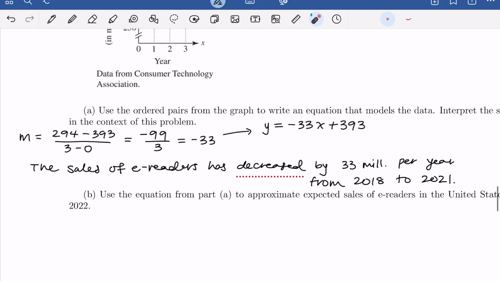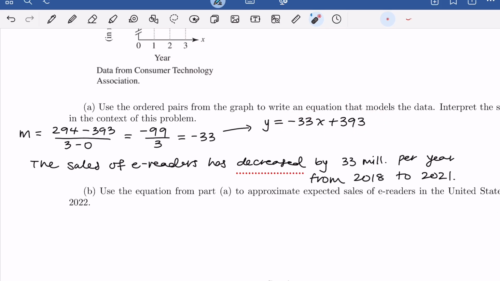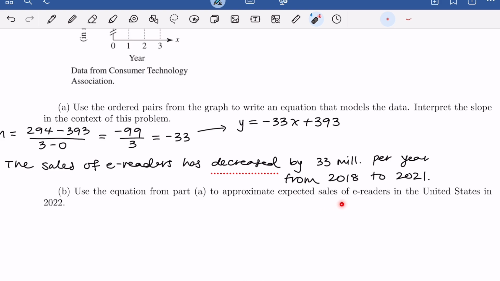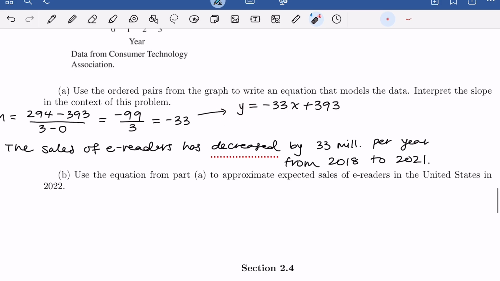All right, now for part B, we want to use this equation that we found in part A to approximate the expected sales of e-readers in the United States in 2022. So we can approximate this using this equation here. All we need to do is plug in a value for x, that will be our year, and see what our corresponding output will be, or the sales.